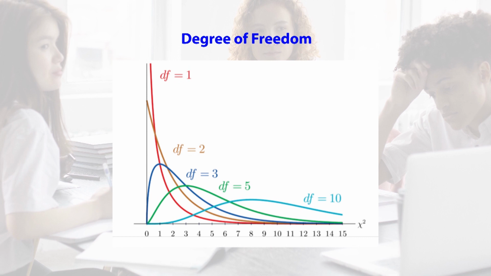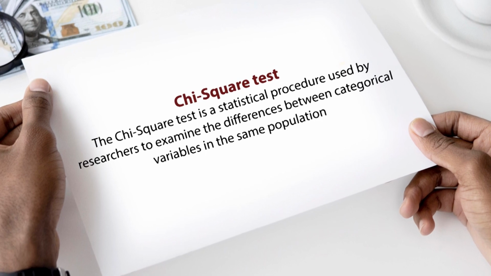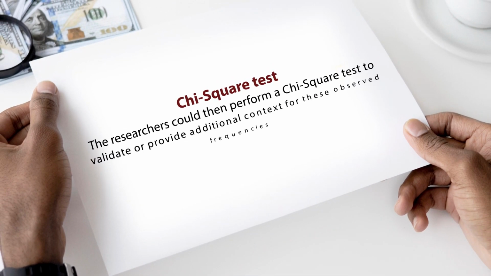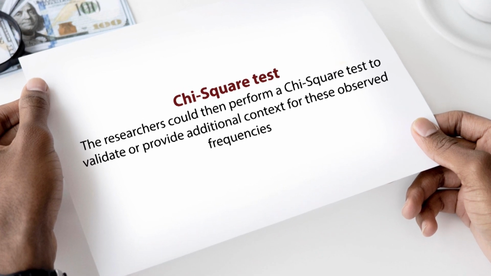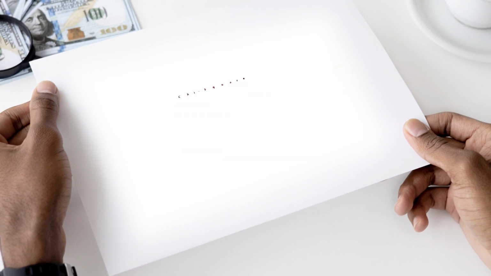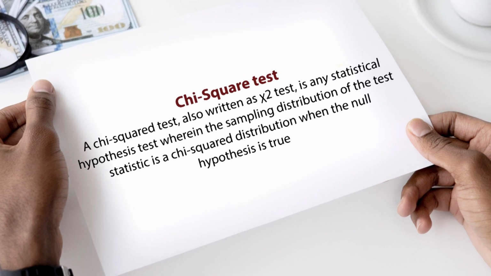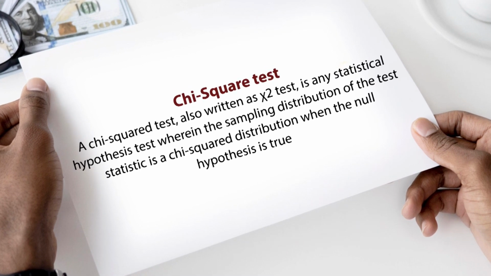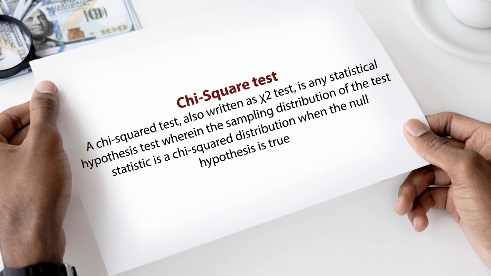So the chi-square test is a statistical procedure used by researchers to examine the difference between categorical variables in the same population. The researchers could then perform a chi-square test to validate or provide additional context for those observed frequencies. Now, a chi-square test, also written as X-square test, is any statistical hypothesis test wherein the sampling distribution of the test statistic is a chi-square distribution when the null hypothesis is true.